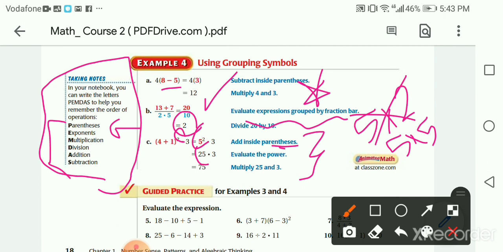25. Then what should I do? Multiply. Remember, Hanan, Yasmin. Multiply. Yes, multiply 25, Rubin. 25 times 3 equals 75.